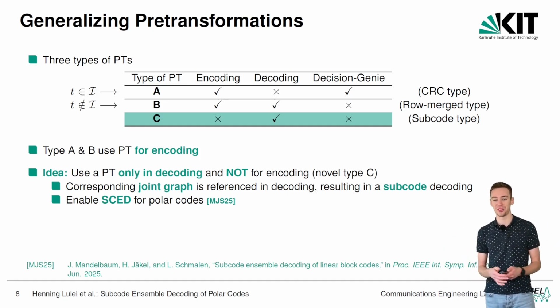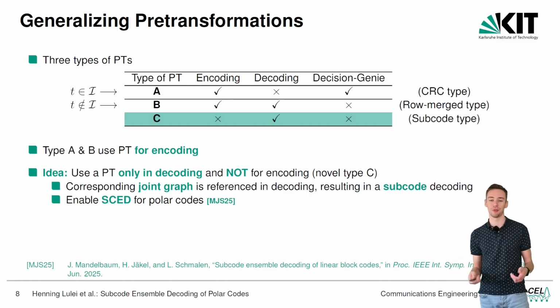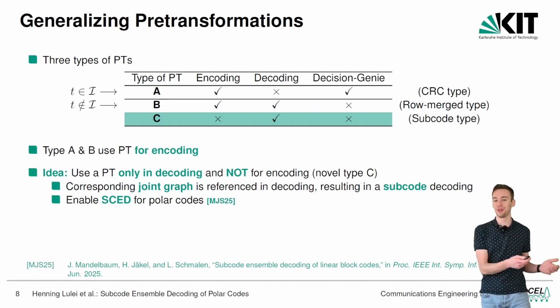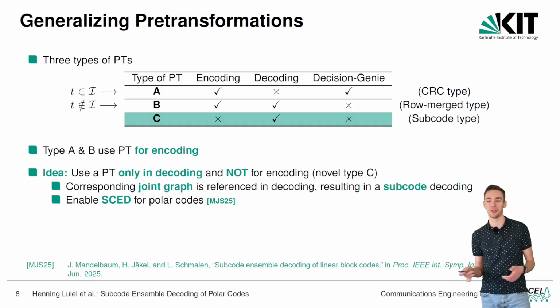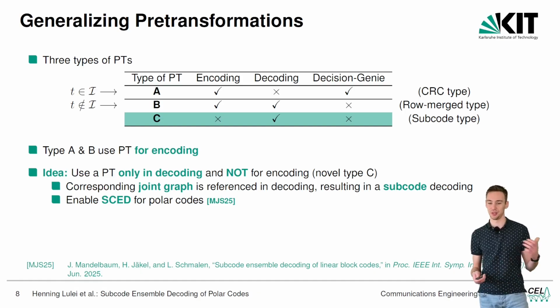Remember, we wanted to introduce subcode ensemble decoding for polar codes, and for that we need to generate some subcodes. Using these pre-transformations, we can do that very easily by just introducing a pre-transformation in the decoder, which actually hasn't been used in encoding, but the decoder thinks so. So it only decodes on a subcode which maybe has half or a fourth of the size of the original code. And by combining them in a suitable way, by ensuring the covering, which we saw earlier, and some additional properties, we can actually form a subcode ensemble decoder, which might gain performance over a standard plain decoder.